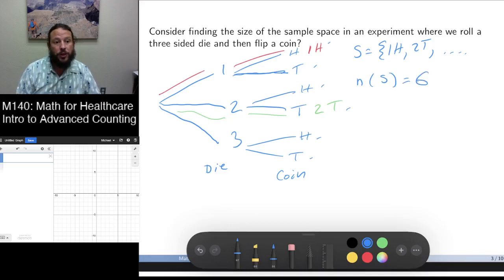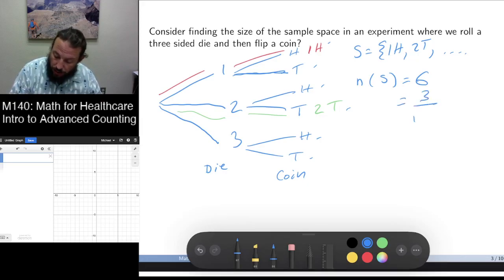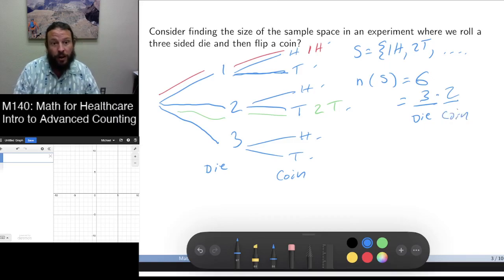Now, what is this really using? How can we do this in general? Let's say I came over here to 1, then for each of the 1, 2, and 3, I could get a heads or tails. That "for each" is telling me that for each of 1, 2, and 3, there are going to be 2 leaves coming out from that. And that "for each" tells me it's multiplication. There are 3 ways to toss the die and 2 ways to toss the coin, and we multiply those together to get our sample space size, which is 6.